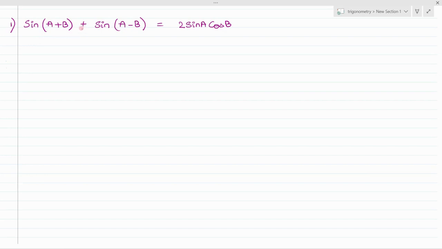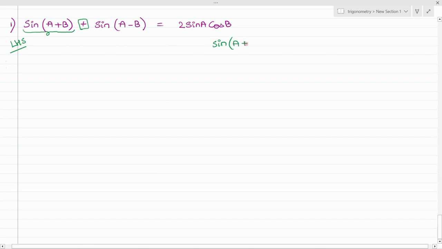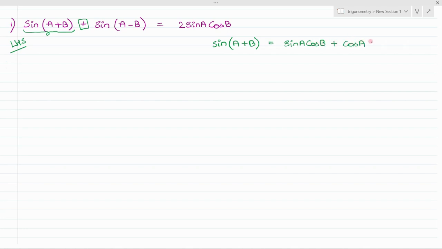First one, sine of a plus b plus sine of a minus b, which is nothing but 2 sine a cos b. So we need to take the LHS and get the RHS. If you observe, this is sine of a plus b. We know this formula, right? Sine of a plus b is nothing but sine a cos b plus cos a sine b. Similarly, we know the formula of sine of a minus b. It is sine a cos b, instead of plus, it comes minus over here, that is cos a sine b.